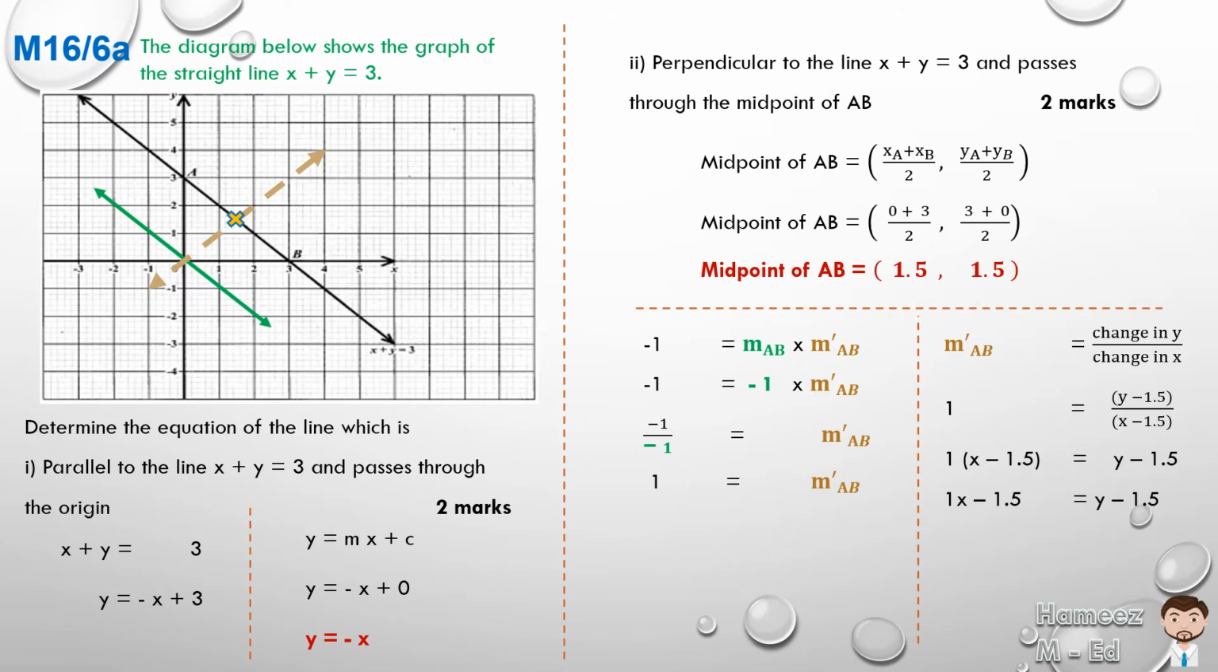So we have minus 1.5 on the right side. If we carry it across, it will add. So we're going to get x minus 1.5 plus 1.5, and minus 1.5 plus 1.5 is 0. So we're left with y is equal to x. And that's the equation of the perpendicular line passing through the midpoint of AB.